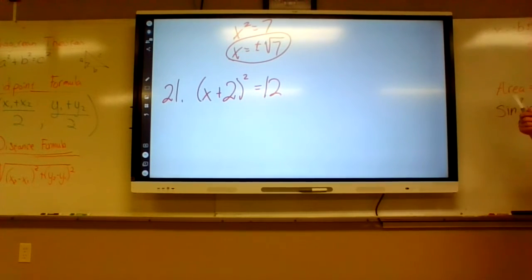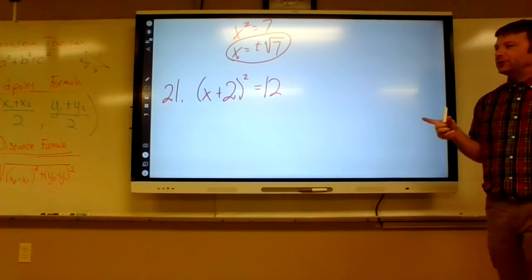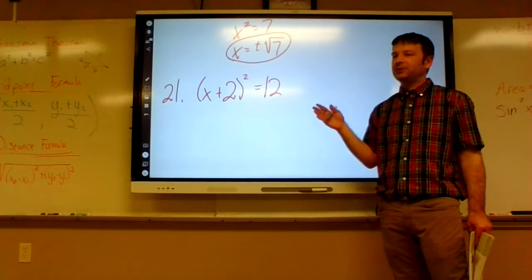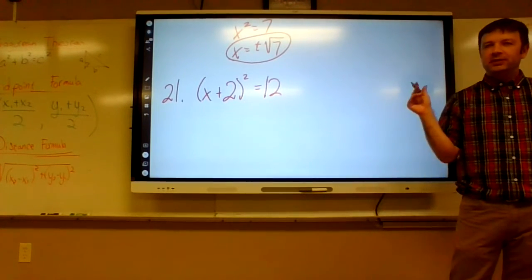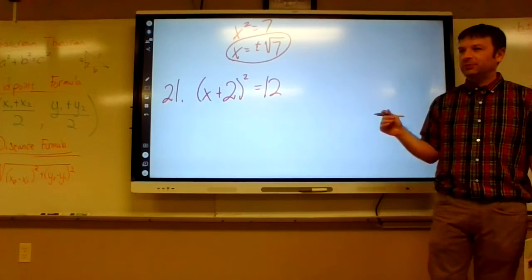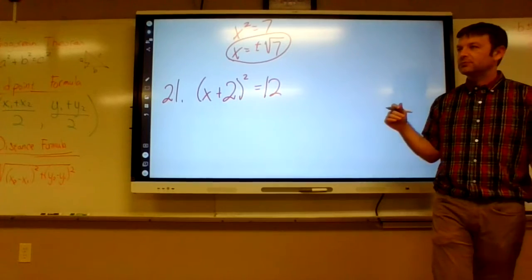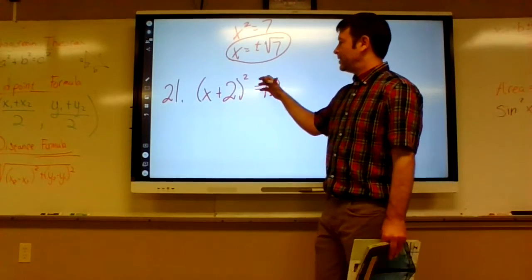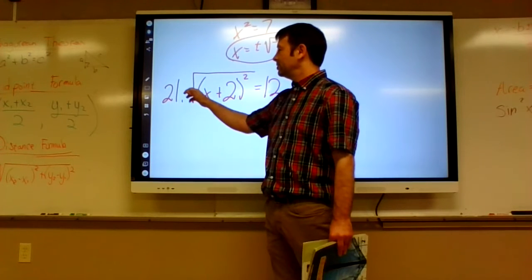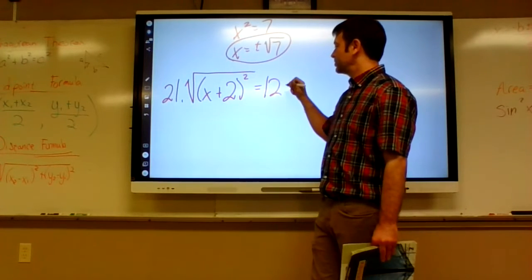Square. FOIL. Okay, we could FOIL the left side, we get a big ol' x squared plus 4x plus 4 equals 12. And bring everything to the left side and factor it like Thursday. That's not what we're gonna do, it's a much easier way. Square root right off the bat. Because the whole left side is being squared, we can eliminate it with the square root.